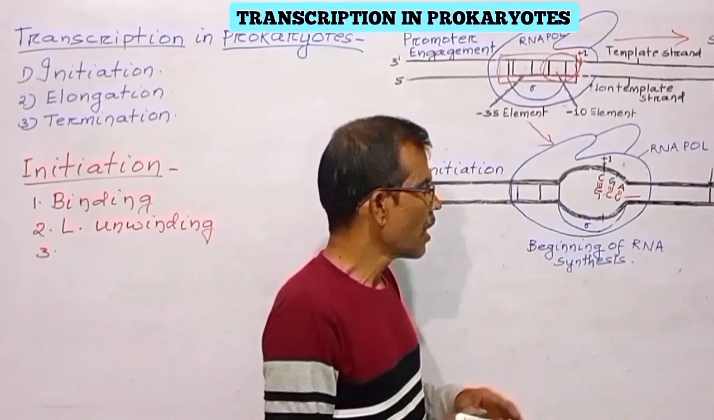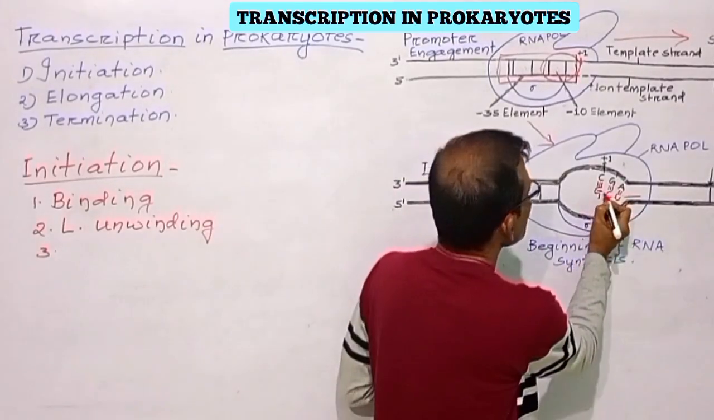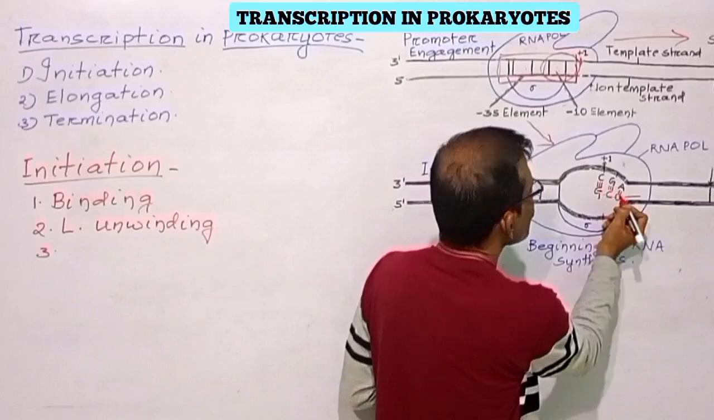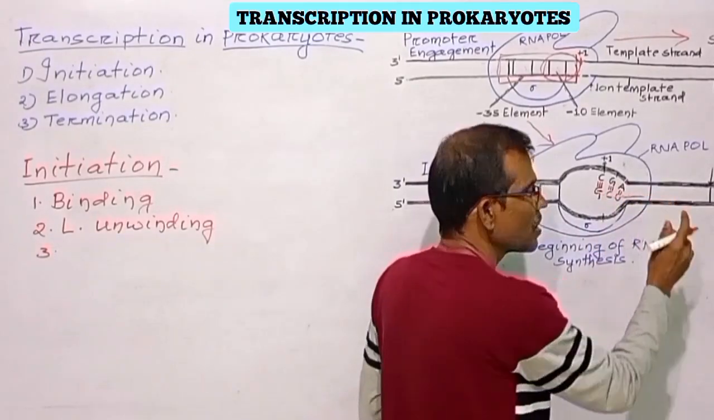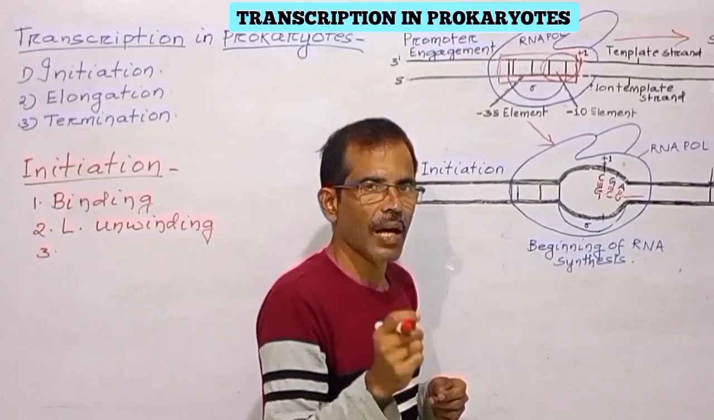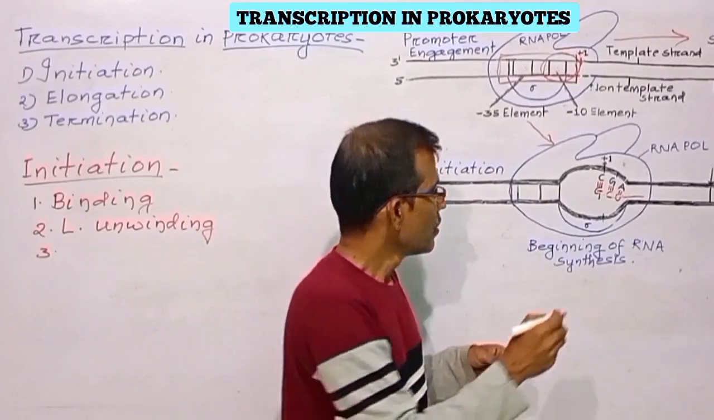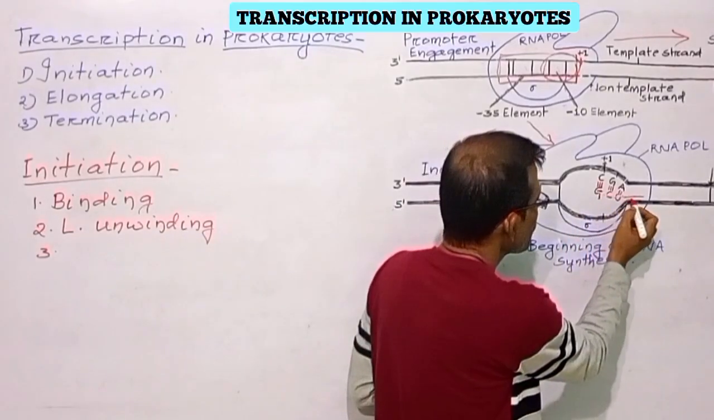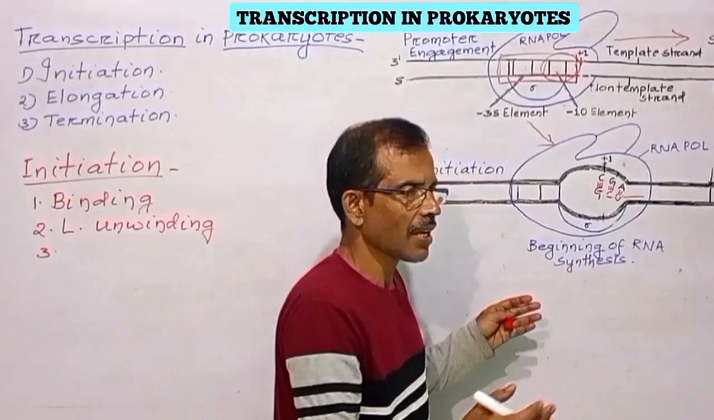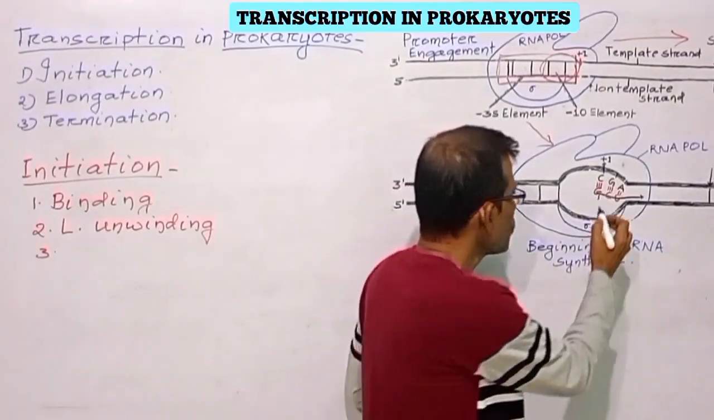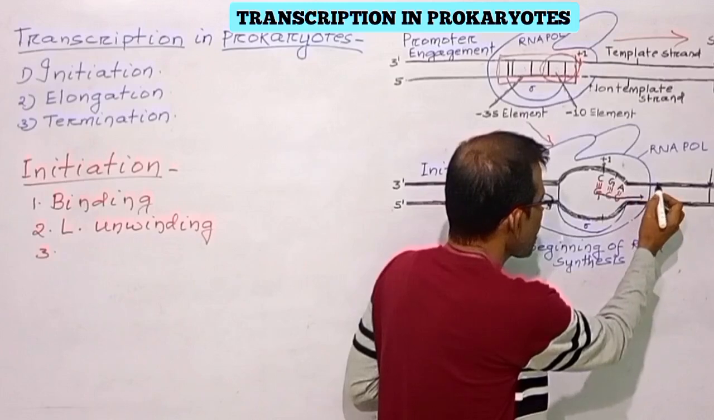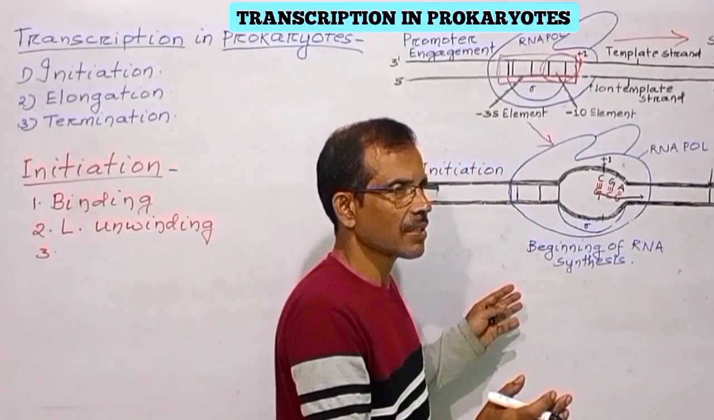In this way, a short RNA chain of 10 or more ribonucleotides is formed, which is then extended in the elongation phase. The incoming ribonucleotides of the nascent RNA chain must be complementary to the corresponding nucleotides of the template strand.